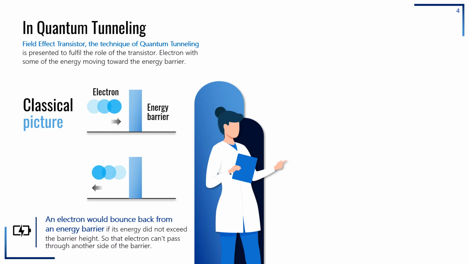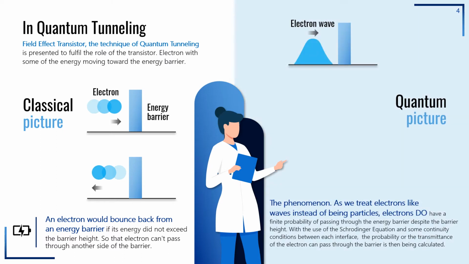Imagine the situation like you cannot climb the mountain and go down on the other side if you don't have enough stamina. In fact, we can't treat electrons like us climbing a mountain, as electrons are very teeny tiny. In this size, a quantum picture is needed to explain the phenomenon. As we treat electrons like waves instead of particles, electrons do have a finite probability of passing through the energy barrier despite the barrier height.